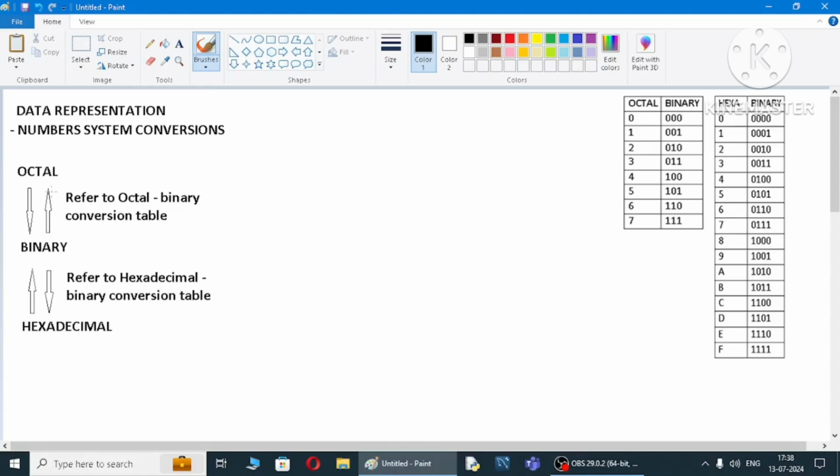Now we'll see how to convert octal to hexadecimal, not to binary. So suppose you have the number 375, which is an octal number, and you need to convert it to hexadecimal. To do this conversion, you just have to follow an intermediate step. First convert this to binary and then convert that binary to hexadecimal. Converting this to binary is very simple. We all know how to do this.